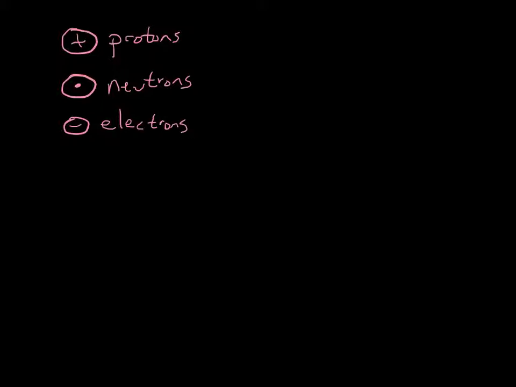Now, as far as size goes, protons and neutrons, these are the big boys of the atomic world. They both weigh in at about 1 AMU, so they weigh the exact same thing. They're much, much larger than the electrons. The electrons are tiny, tiny guys with essentially no mass, so when we consider their weight in the atom, they don't really affect it.